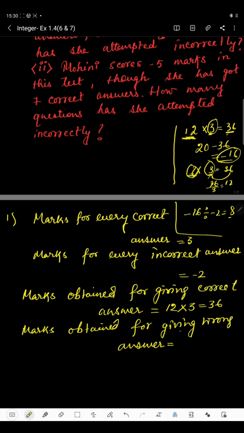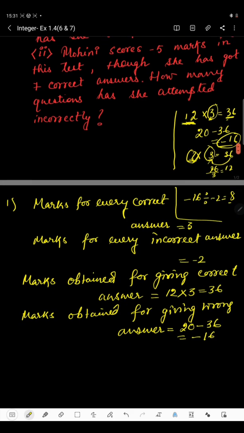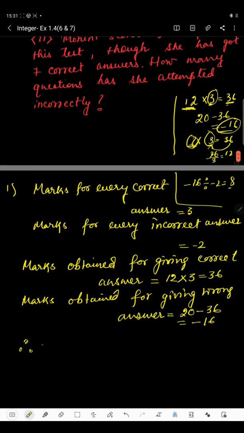How to find the marks obtained for giving wrong answers? See, she has got 36 for giving correct answers, but she has got 20. So how much less? So from 20, if you subtract 36, then we will be getting the score which you have got for giving wrong answers. Now we will find how many questions she attempted incorrectly. Therefore, number of questions she attempted incorrectly.